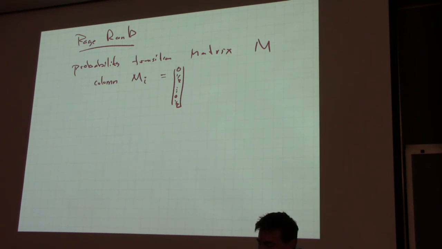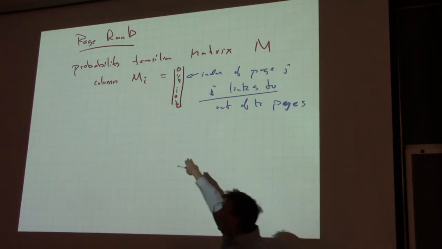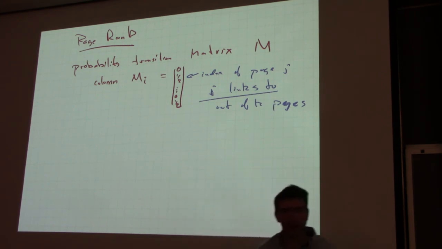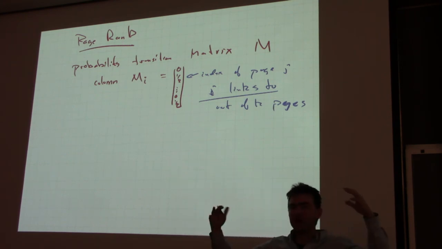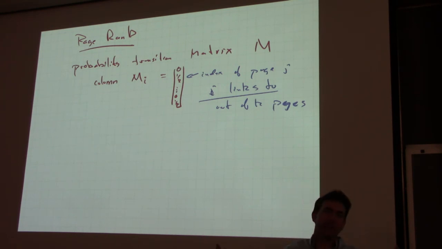So this is index of page j that i links to, out of K pages. All right, so if it links to K pages, I divide each of them by K, so it's a probability distribution in this column vector. Okay, and this matrix M is kind of the initial version of the probability transition matrix, but this is not going to be ergodic by itself because you can have these pages which are dead ends. So you want to, about 15% of the time, once every 7 steps, jump to a random page.